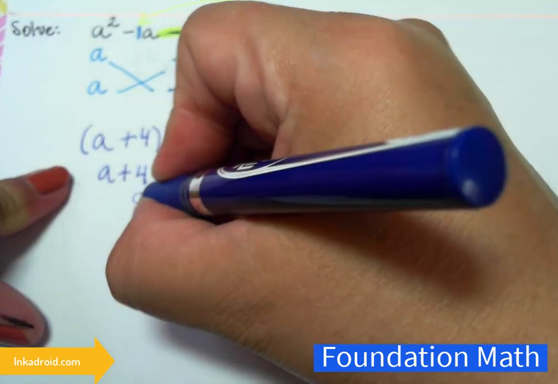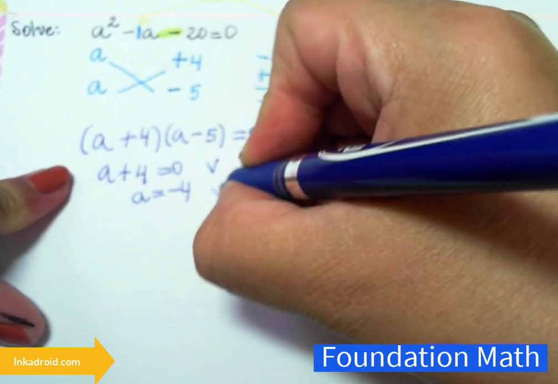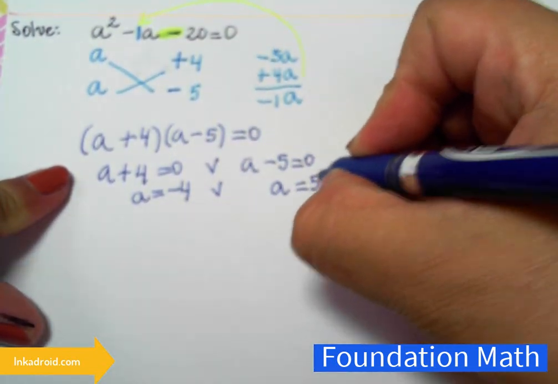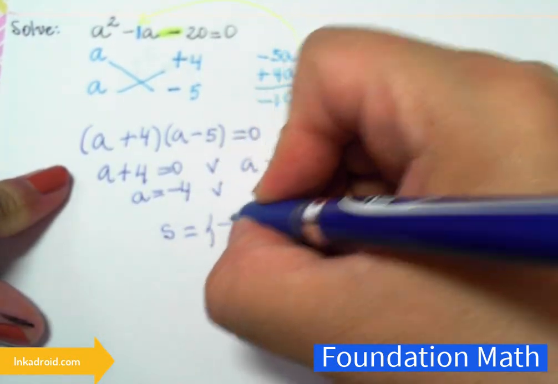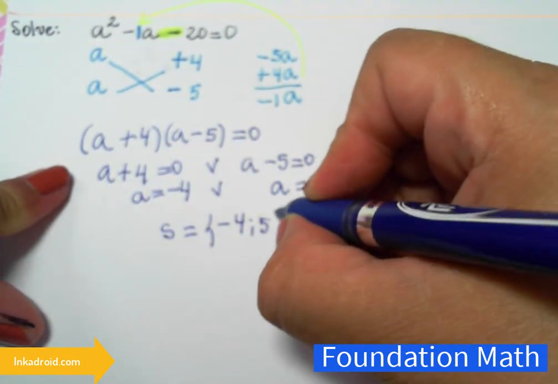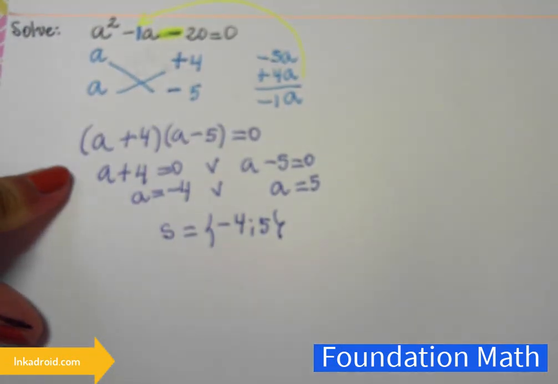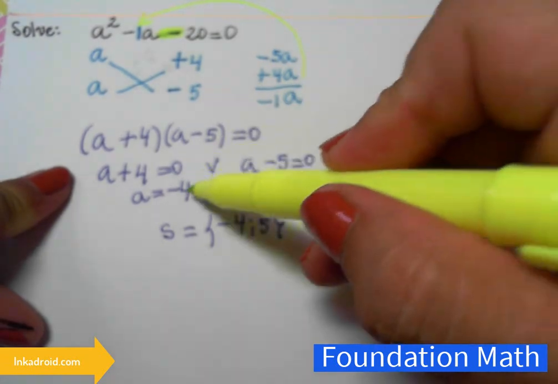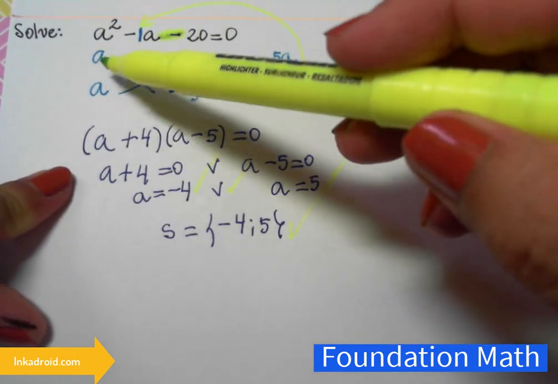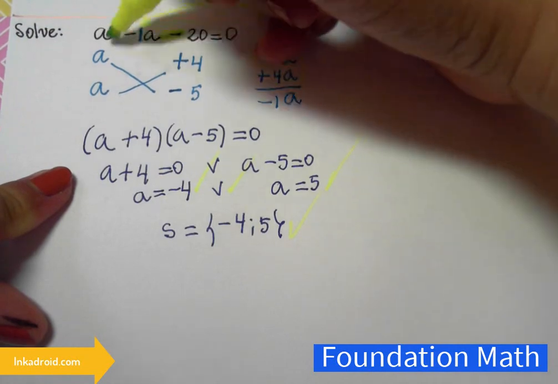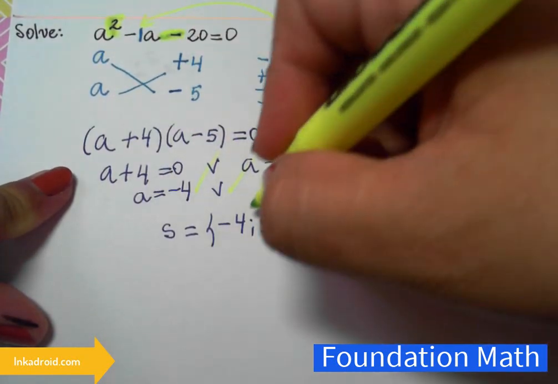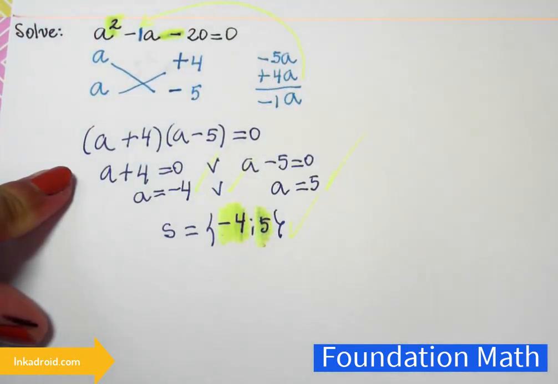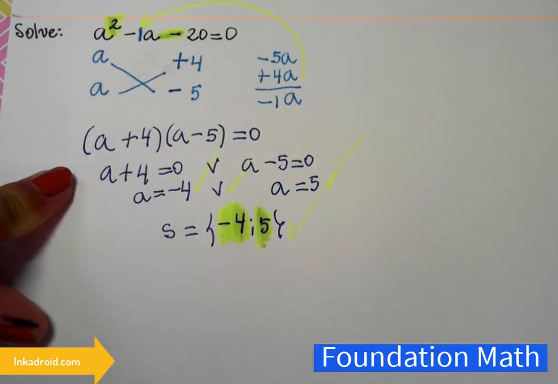In this case, it's very easy. a is equal to negative 4, or a is equal to positive 5. So the solution is negative 4 and positive 5. So the roots are negative 4 and positive 5. These are the right roots, the solutions, because you have a quadratic equation. When you have a quadratic equation, you have to have two solutions. Sometimes you have the same solution twice, but it means that you have two solutions. Okay, you have to have two roots.